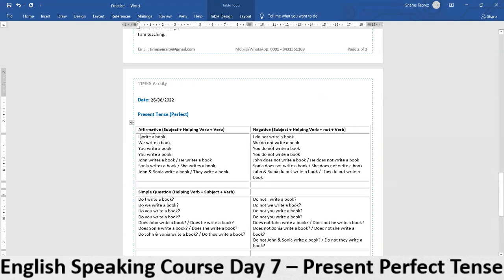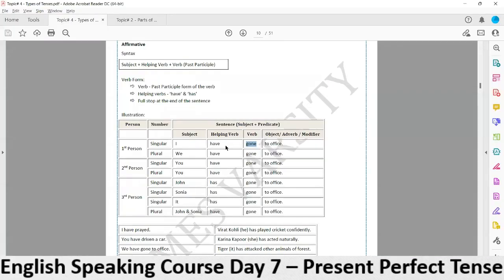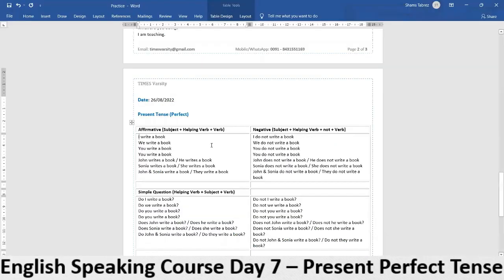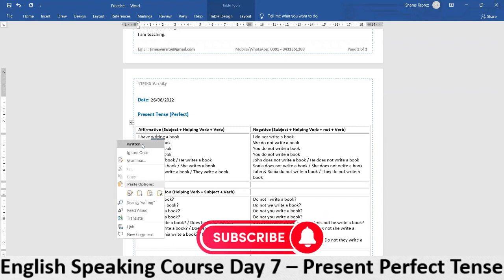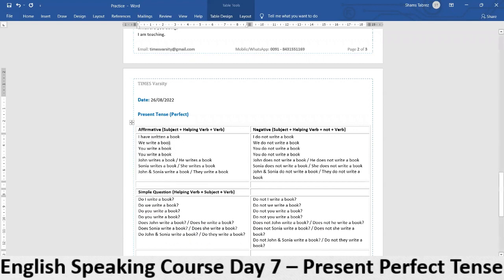Perfect. Because after the subject comes the helping verb. And since the subject is I, which is first person singular, for first person singular the helping verb have is used. So have should come after I. I have, then the third form of the verb: I have written a book. What about next? We have written a book.